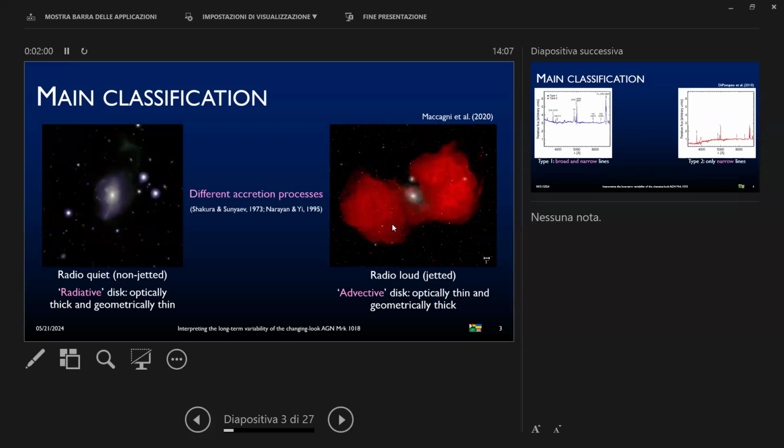The reason behind this classification is very likely different accretion processes, because in radio quiet AGN, the accretion disk is radiative, so it's an optically thick and geometrically thin structure, which is accreted onto a supermassive black hole and releases the energy in the form of radiation, so the optical UV. While radio loud AGN very likely possess an advective disk. This is an optically thin and geometrically thick structure, which is inefficiently accreted onto a supermassive black hole. And here the energy is released in the form of a jet of relativistic particles, which is exactly the jet.